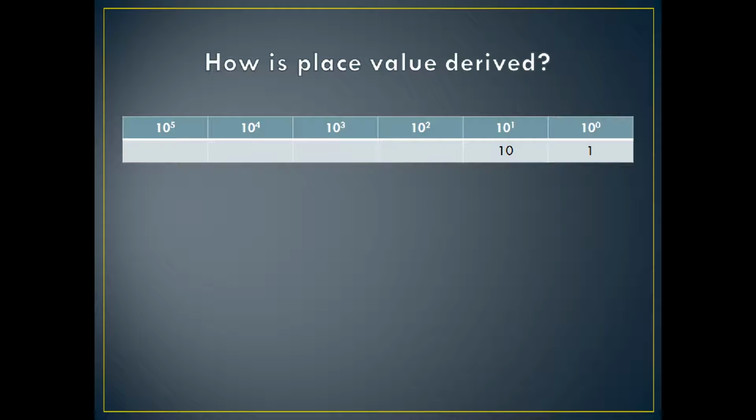10 to the power of 2 is the same as saying 10 times 10, which is 100. 10 to the power of 3 is 10 times 10 times 10, which is 1,000. And you can continue this power of 10 concept to infinity. So you just multiply 1,000 by 10 to get the next place value, and then multiply that value by 10 to get the next value. So we're going to stop at 6 places.